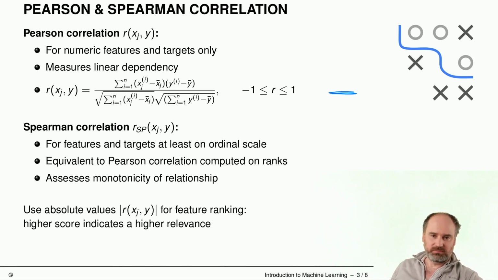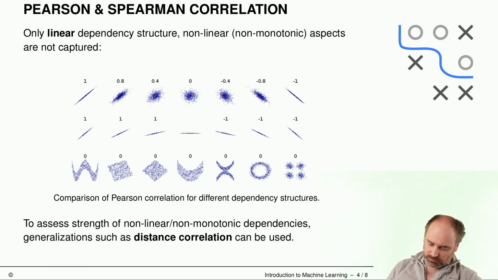And very often, because in these filter scenarios, we do not really care about the sign of the correlation, we usually just compute the absolute value of the correlation. And of course, now a higher value indicates higher dependence between input and output. Now, as I've already said, and hopefully you know already very well, Pearson will only measure linear dependence. Spearman is a bit more general. It will measure monotonic relationships, but arbitrary non-linear relationships cannot be captured.